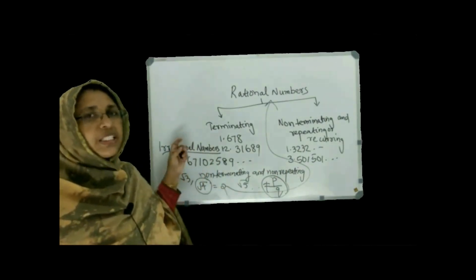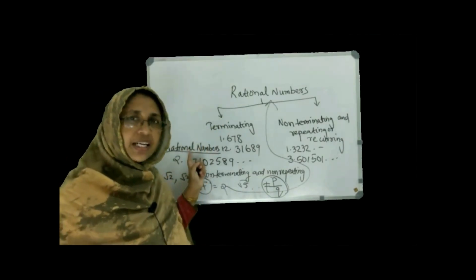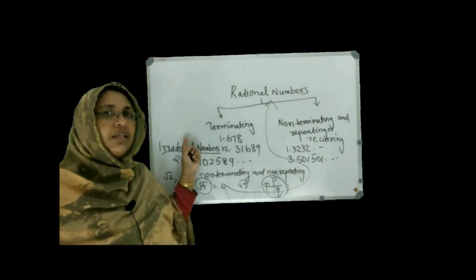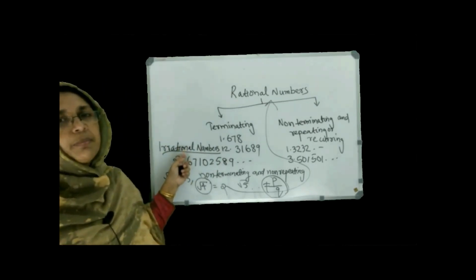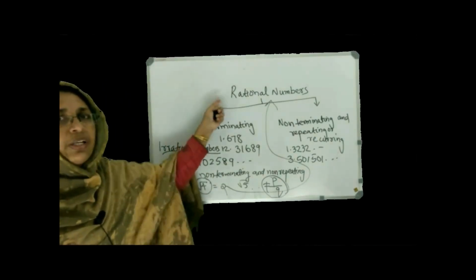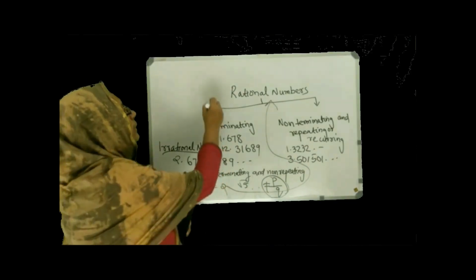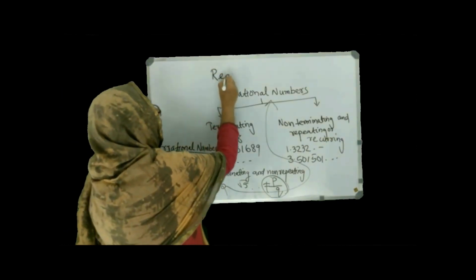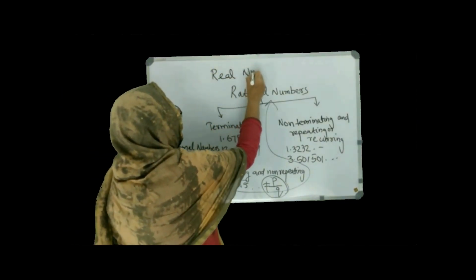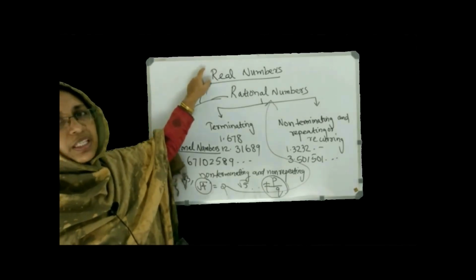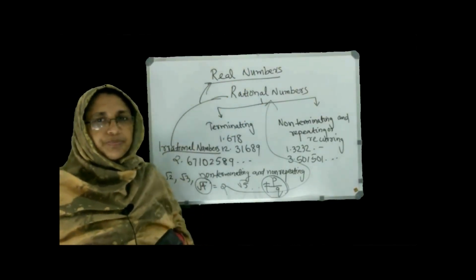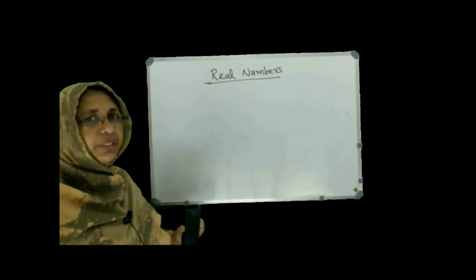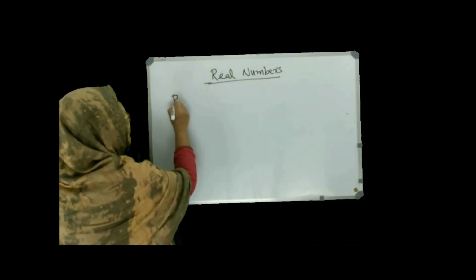What is the combination of rational numbers and irrational numbers? Yes, that is called real numbers. This is our first chapter: real numbers. What is meant by prime numbers?